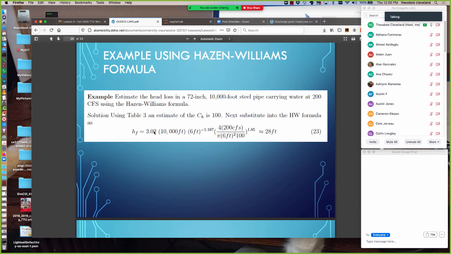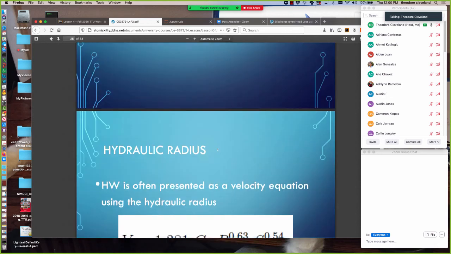The coefficient for US customary multiplied by the length, diameter to the minus 1.167. Then convert the discharge into velocity. So 4 times 200 cubic feet per second divided by pi, 6 feet quantity squared, divided by the Hazen-Williams coefficient of 100, raise everything to the 1.85 power to get the 28 feet of head loss.